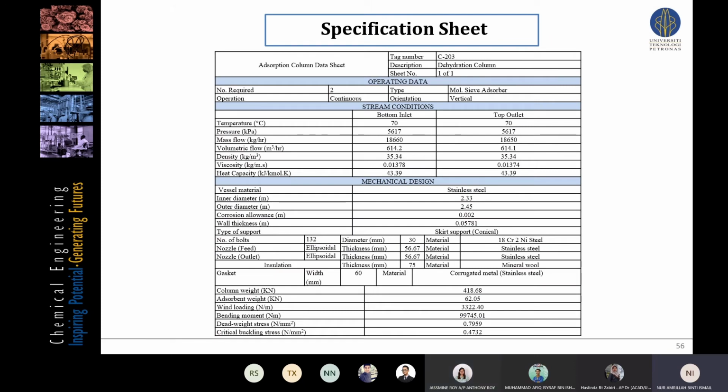So this is my specification sheet. It includes the operating condition for each of the stream data along with the mechanical design. For the mechanical design, the type of material selected is stainless steel for most of the equipment parts, including the vessel, nozzle, and gasket. This is because stainless steel seems to be the most economical among the other materials, and it is also able to resist the corrosion that may be caused by the working fluid itself in the adsorption column. So these aspects are very crucial for our FLNG plant because we want to optimize the operating costs, especially the equipment costs, but at the same time we are targeting the most efficient process.